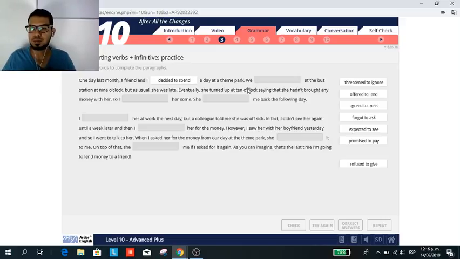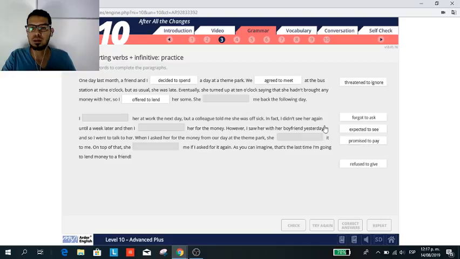We okay at the bus station at 9 o'clock, but as usual she was late. So we agreed to meet. We agreed to meet at the bus station, but as usual she was late. Eventually she turned up at 10 o'clock, saying that she hadn't brought any money with her. So I offered to lend her some.